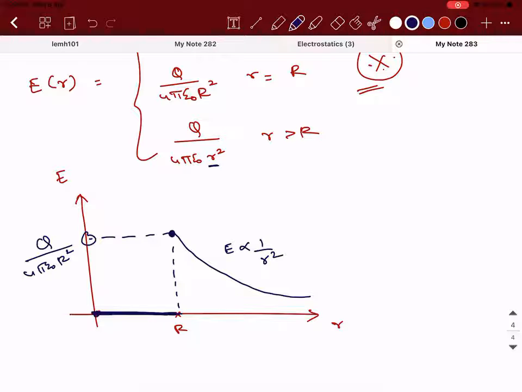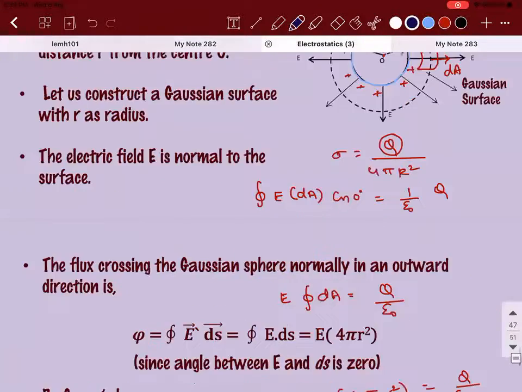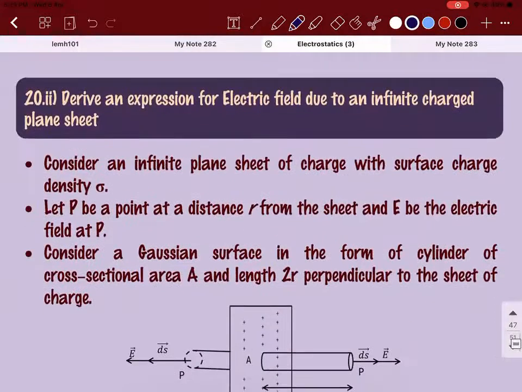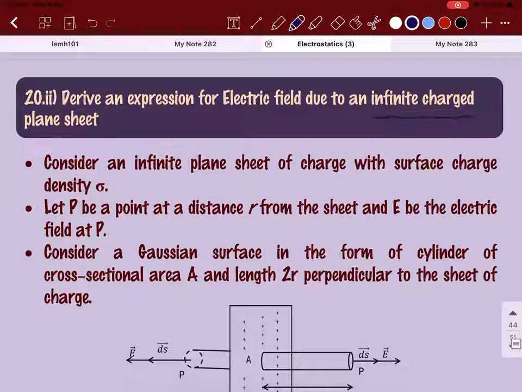Right. So if you are done, I'll proceed to the next part. I hope there are no doubts, right? So is it clear, everyone? Those who are online, is every step clear? Yes, sir. Good. The last concept of this chapter is electric field due to an infinitely charged plane sheet. So write down the heading: electric field due to an infinitely charged plane sheet.